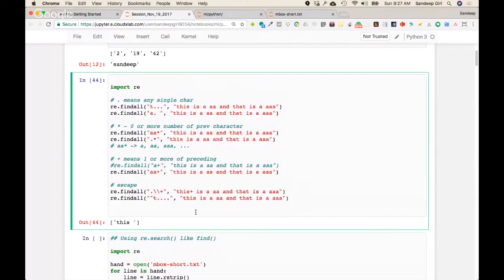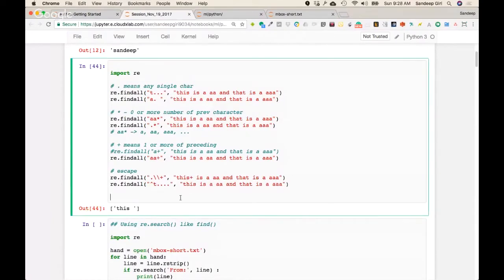Great. Now, great, Karthik. Now moving ahead.